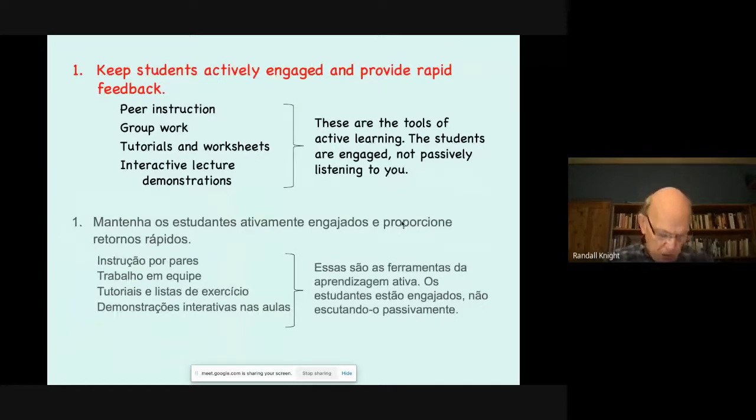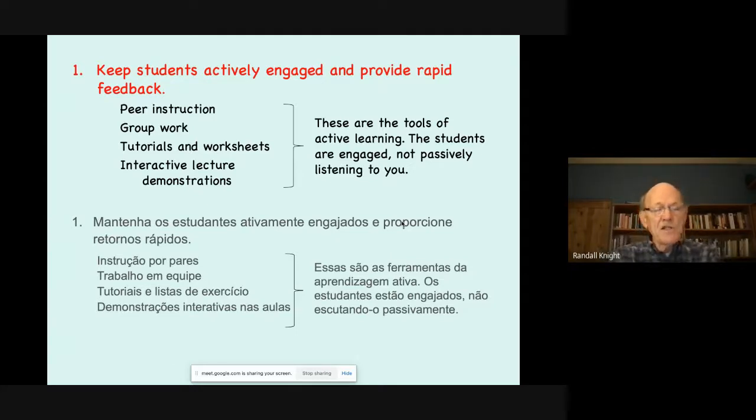So by far the most important lesson is the idea of active learning, to keep students actively engaged and to give them rapid feedback on their work. There are many tools of active learning, and the Five Easy Lessons book goes into more detail about each of these. Some work better in small classes, some work perfectly well in very large lecture halls. There's a lot of variety, but the key thing is that in all of them, the students are actively engaged and they're not just passively taking notes as they listen to you talk.